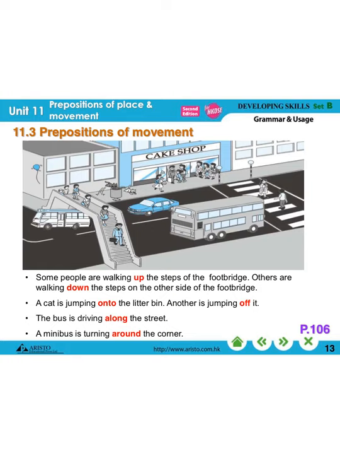And then, can you see a cat here? The gray cat is jumping onto the litter bin, while another cat, the white one, is jumping off it. So we have got onto and then we have got off. Still remember the example that we talked about before about the bus? People get on the bus, or get onto the bus, and then people get off the bus. Onto, and then off, for the two cats.